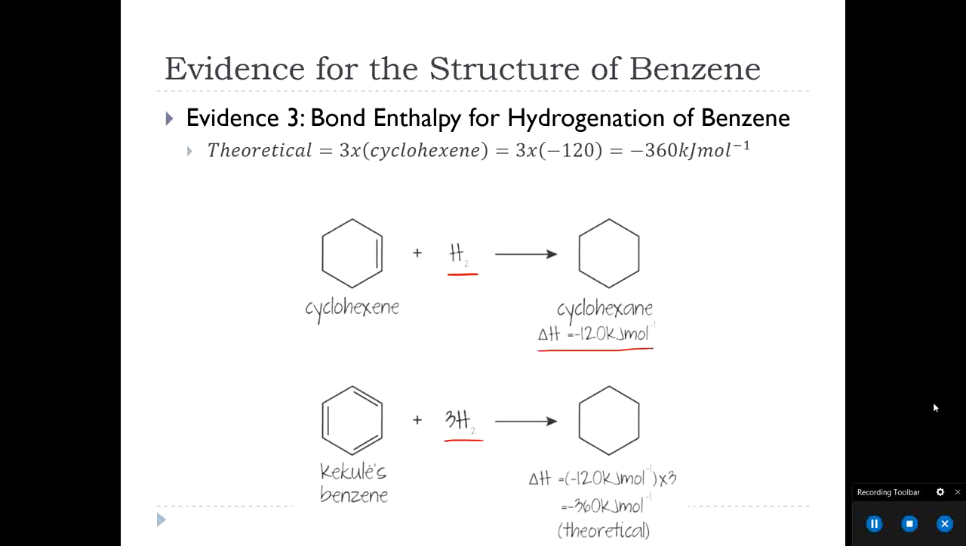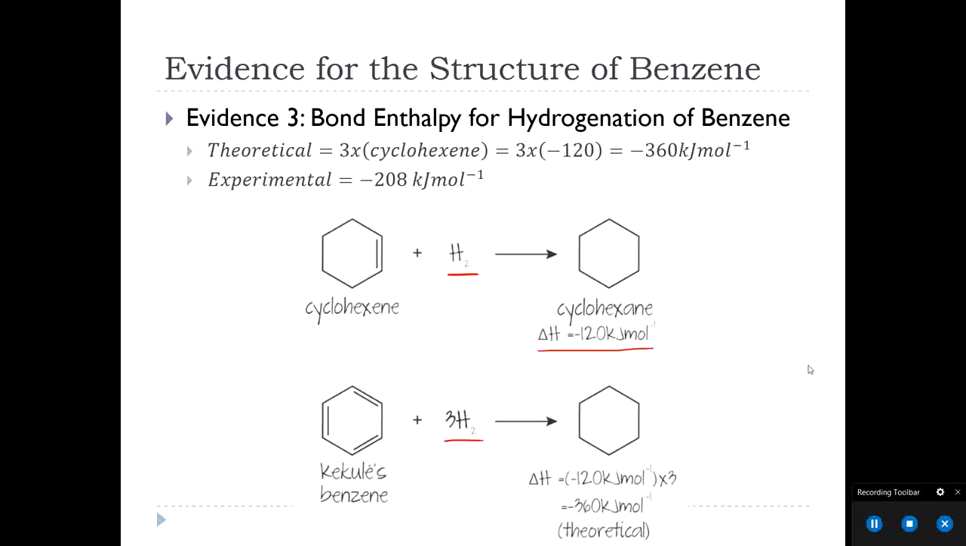But what we actually find is it's not 3 times the amount, which the theoretical would be, but it is in fact only 208, okay, instead of the 360 that would be expected. So it's quite a bit lower. We don't get quite as much energy out when we perform the hydrogenation. Okay, and the reason again behind that is because benzene has this resonance where it's sharing all of the double bonds, it is quite stable.